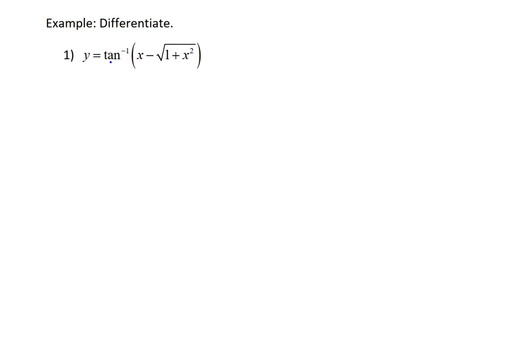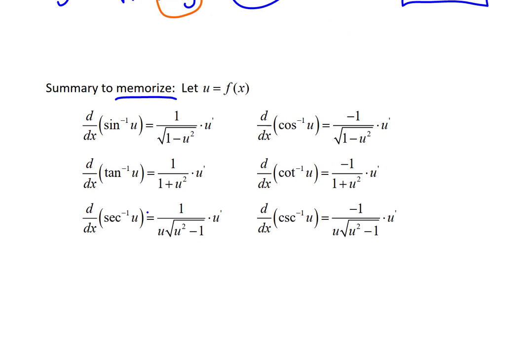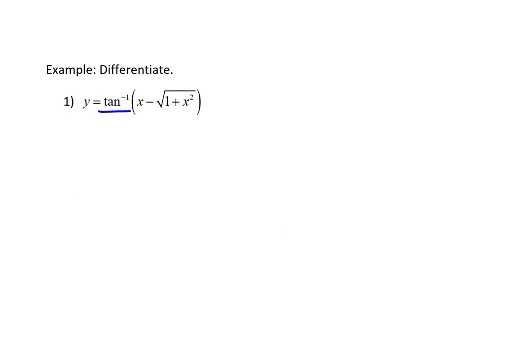Alright, now this is clearly a tangent inverse function, and so we'd want to go up and use the formula for the tangent inverse derivative. But we also want to recognize that the input here, the x minus the square root of 1 plus x squared, is like our u in the formula.